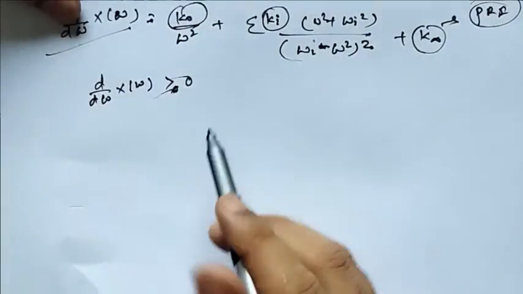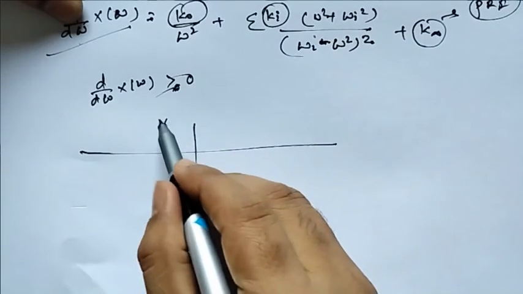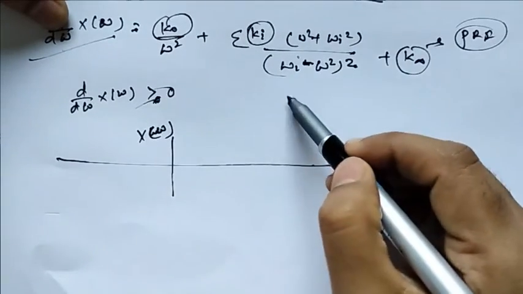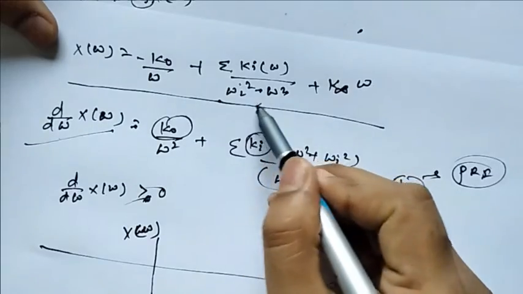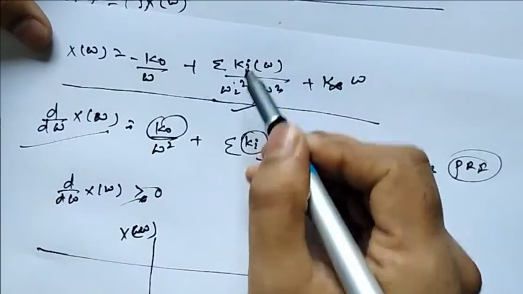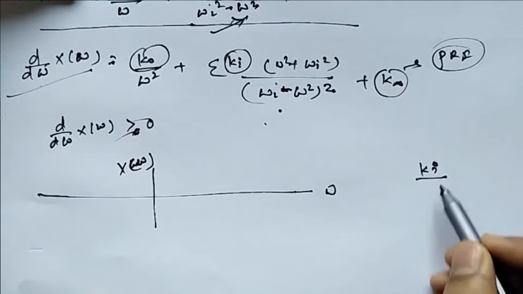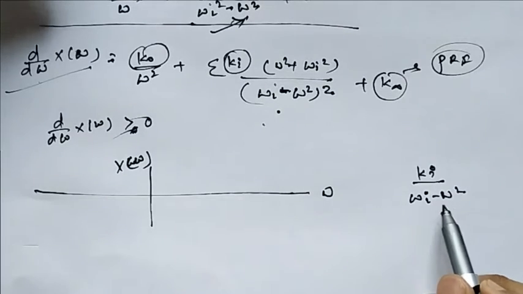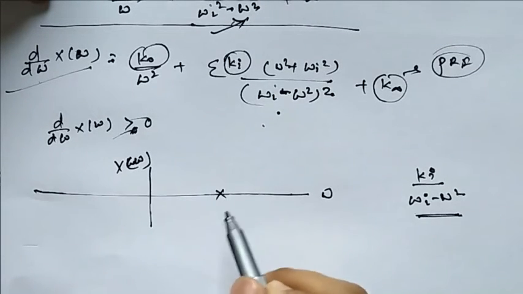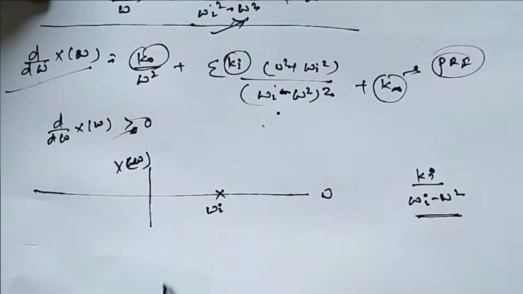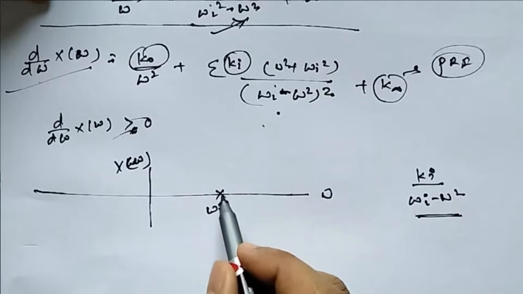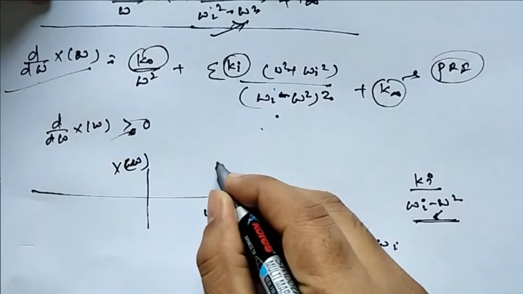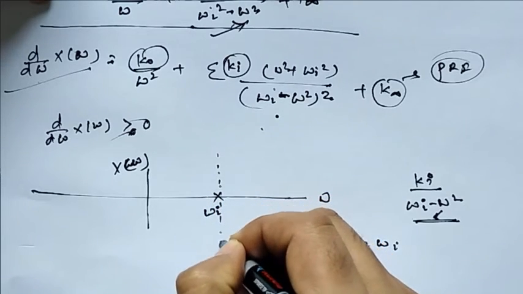Which means its slope is positive. Now if I make the graph between X(omega) and omega, suppose I am taking this function, k_i by (omega_i minus omega squared). Now at omega_i, this function blows up. I am taking this as omega_i, and we are going to study the behaviour at omega equal to omega_i. If I take omega equal to omega_i, then this function will be infinity.